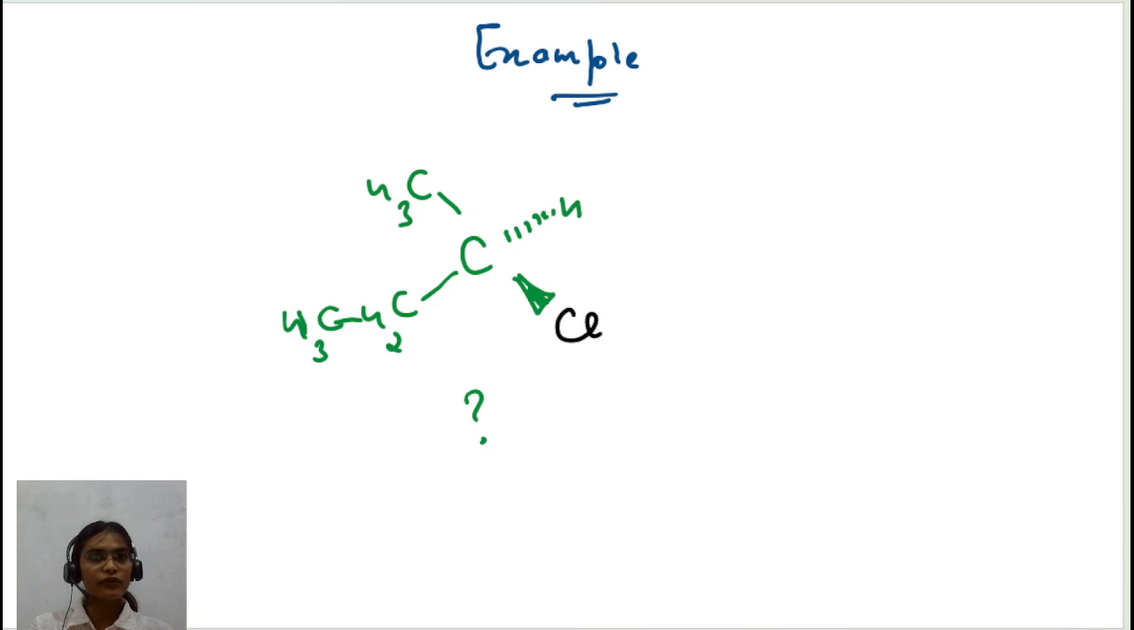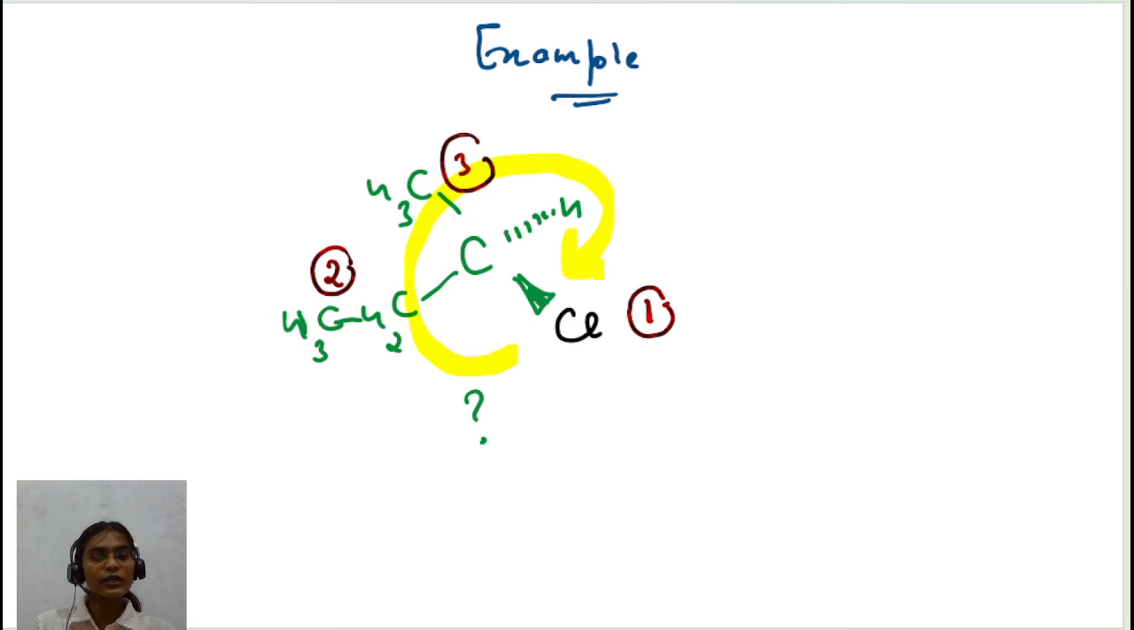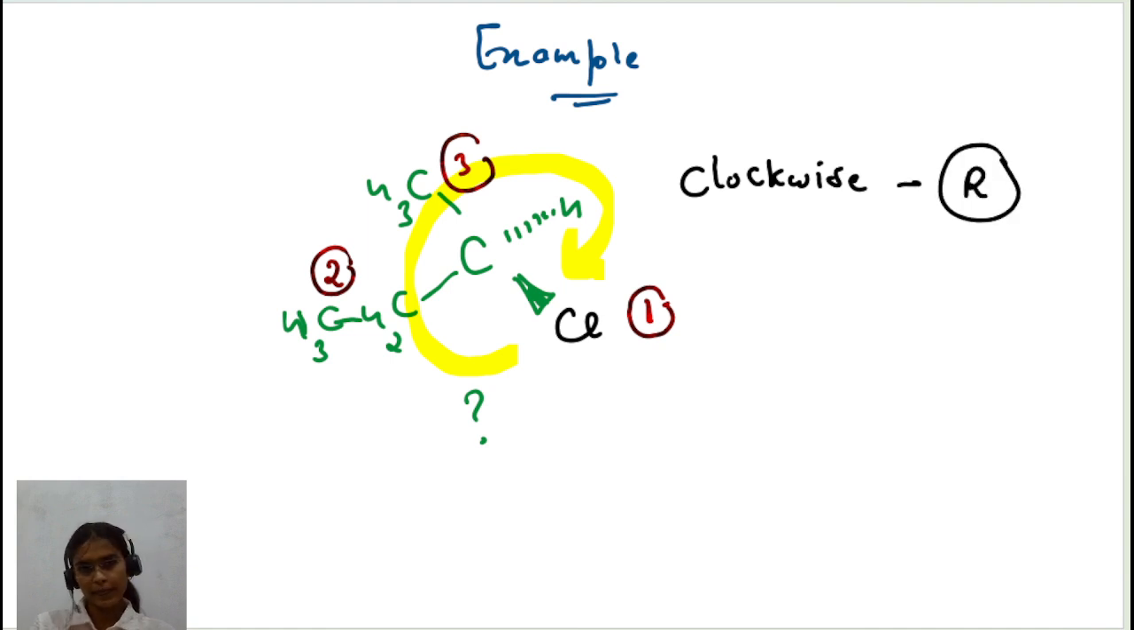But if you did not attend the previous class, let me explain how. Priority wise, the chlorine gets the first priority, then this one the second priority, then this one the third priority. If you rotate, we are getting this kind of direction. It's a clockwise direction, so it's going to be R. Simple. Okay, cool then.